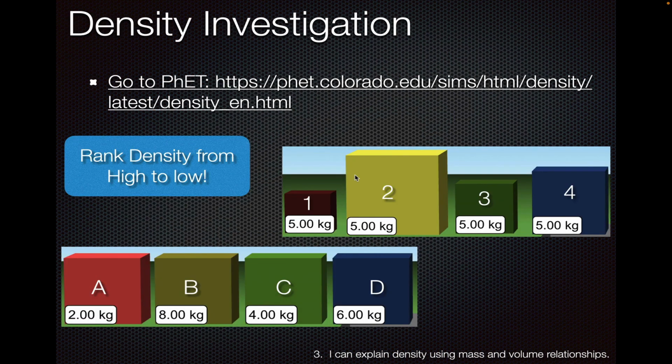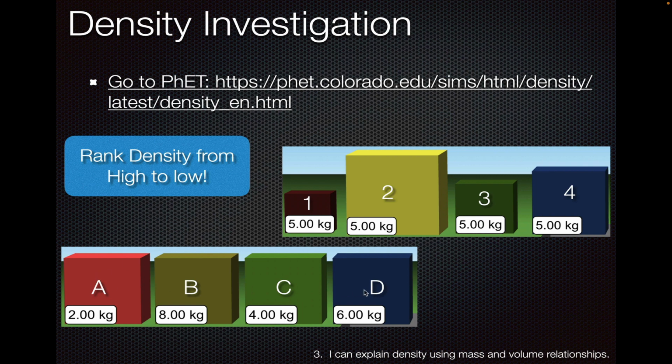Here are some different blocks for this idea about density investigations. Okay, so if we rank these from low to high density, you'll notice that these are all the same mass, 5, 5, 5, and 5. So that means if they're all the same mass, the ones with the least amount of volume will be the most dense. So number 1 would be the most dense, then 3, then 4, and 2 would be our least dense because it has the most volume with the same mass.